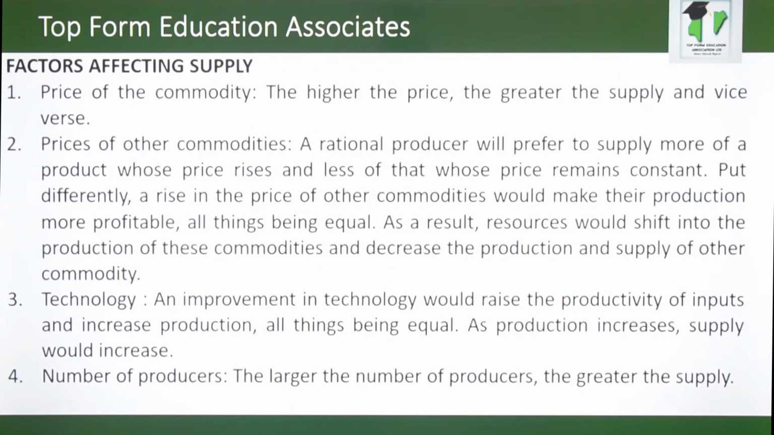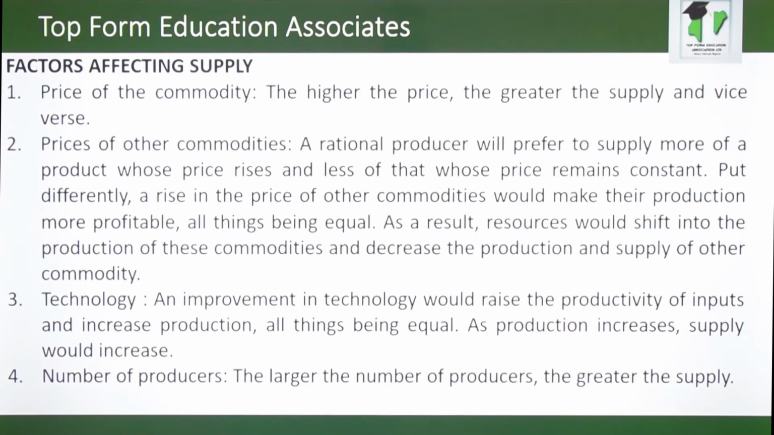Now let's look at factors affecting supply. One of the factors affecting supply is the price of the commodity. Like we said, the price of a commodity and supply move in the same direction. As the price of a commodity increases, quantity supplied of it increases, and vice versa. Also, prices of other commodities affect supply. A rational producer will prefer to supply more of a commodity whose price rises and less of that whose price remains constant.